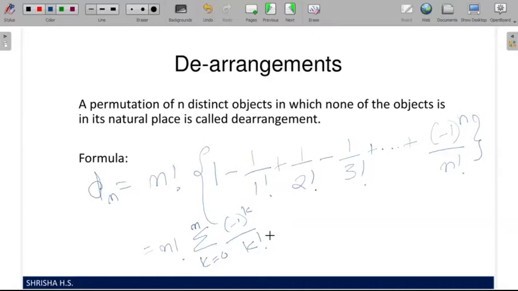So if we imagine that 1 is in first place, 2 is in second place, 3 is in third place, and 4 is in fourth place, and we are picking all the arrangements where 1 is not in first place, 2 is not in second place, 3 is not in third place, and 4 is not in fourth place, so all the objects are not in their natural place, then that is called a derangement.